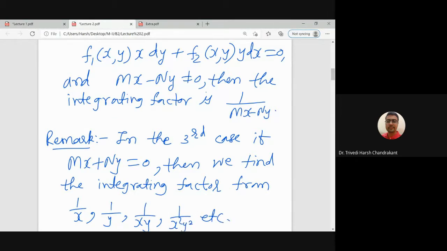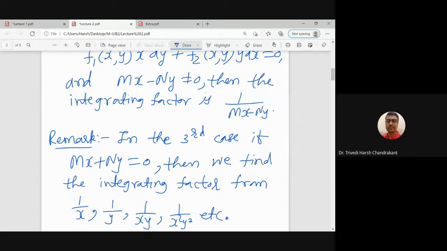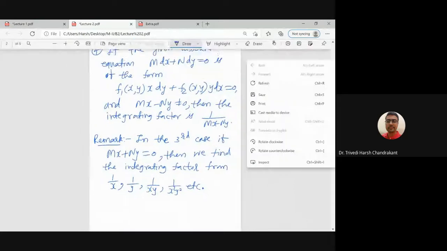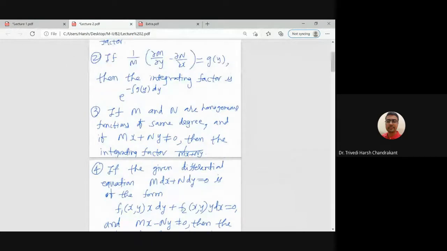We find the integrating factor from this collection. Okay, so let me just show. So you want to see the third method?